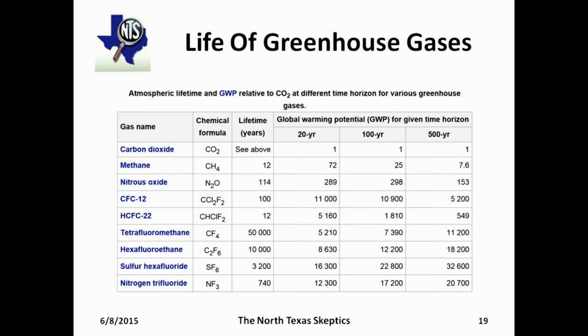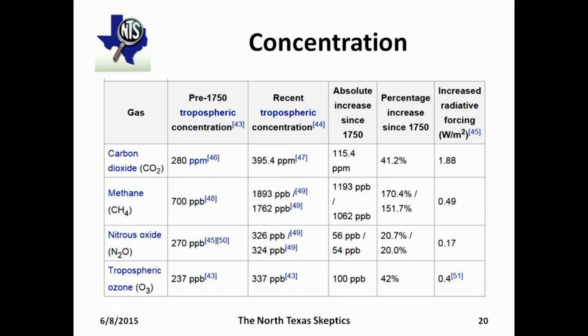And here's a table of the lifespan of greenhouse gases. Not shown, the lifespan of carbon dioxide in the atmosphere is about 200 years. For methane, it's only about 12 years. For water, it's only just a few days. Here's a table of concentrations.